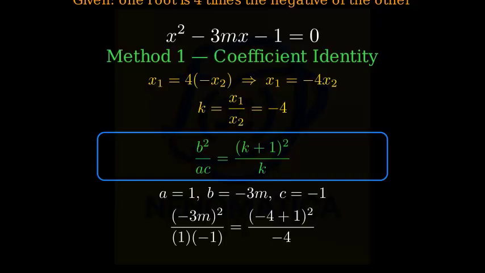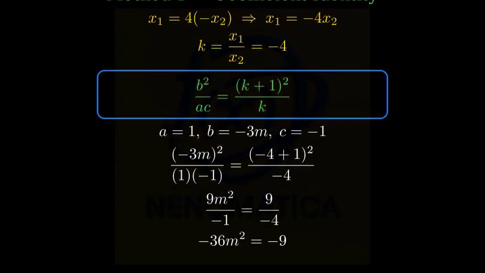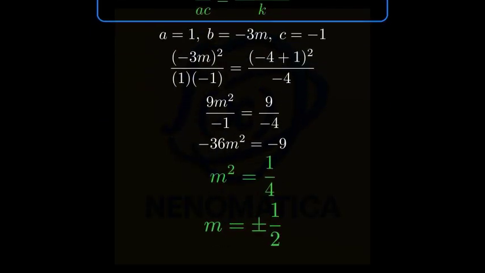Substitute and simplify carefully. Compute each side. On the left, 9m squared over negative 1. On the right, negative 3 squared over negative 4 equals 9 over negative 4. Now equate and solve for m. Divide both sides by negative 36 to get m squared equals 1/4. Therefore, m equals plus or minus 1/2.